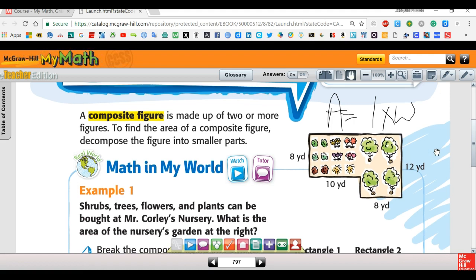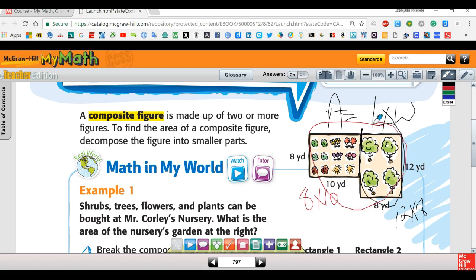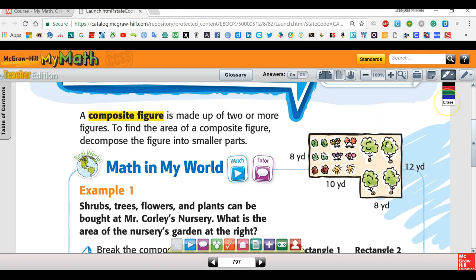So you see this little garden? It's made up of this rectangle and this rectangle here. All the trees are in this area here. So the area for this one would be 12 times 8. And the area of this field would be 8 times 10. Then I add both of those together to get the area of the whole thing. That's how it works. And here's the example that they give you.